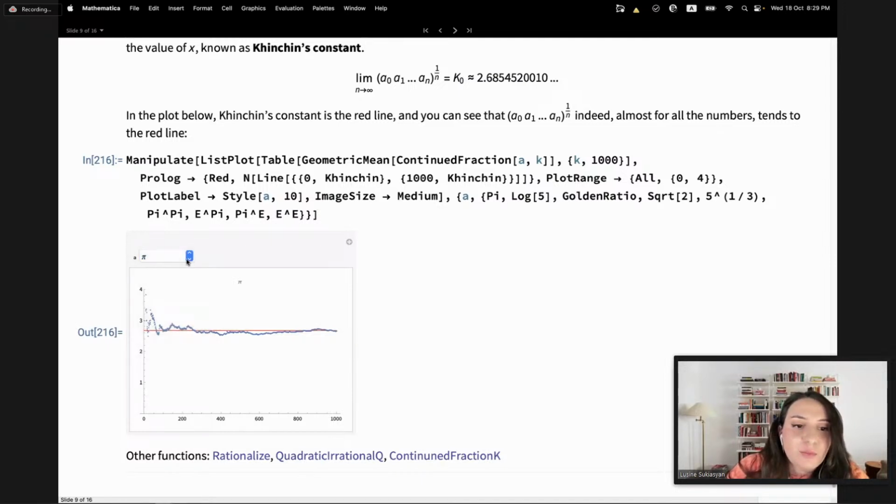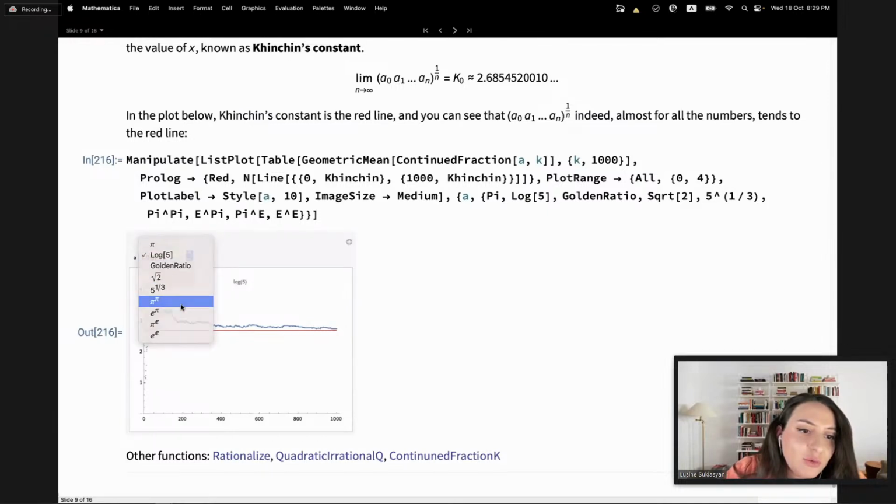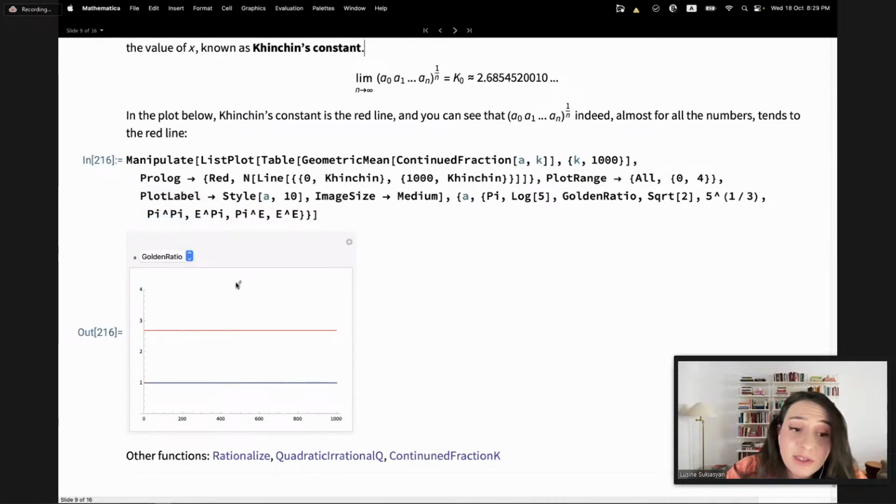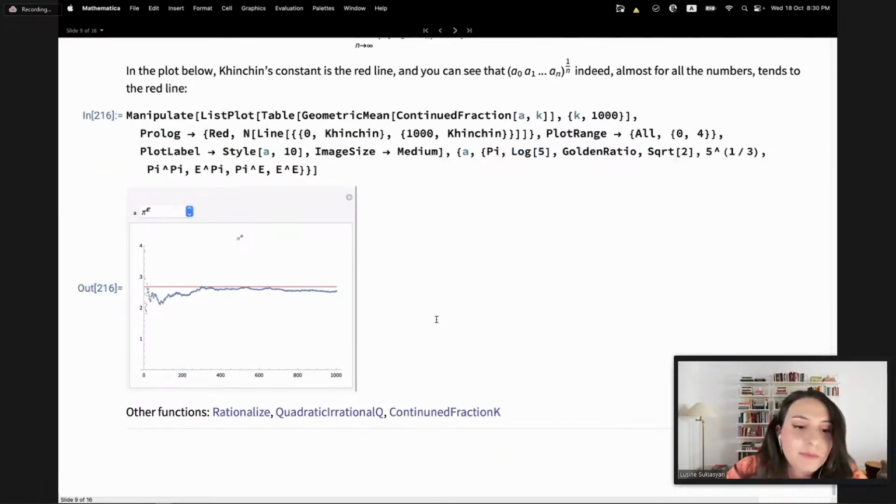So let's just check for pi. Let's just check for log to the power of 5. You know, pi to the power of pi. Golden ratio. You see, it didn't work because we said for almost all real numbers. Square root of 2, it didn't work. Pi to the power of e, again, it works. Yeah. So other functions are rationalized, quadratic irrational q, continued fraction k.